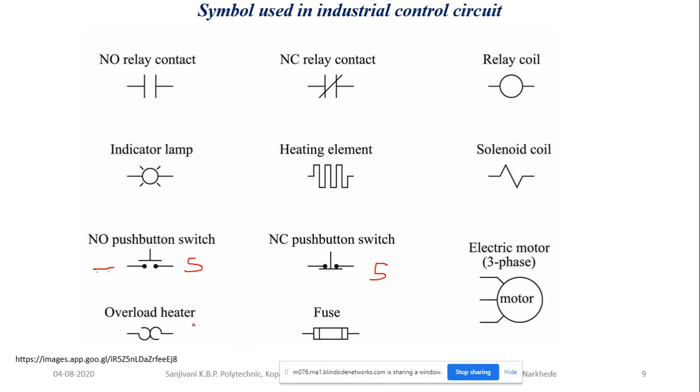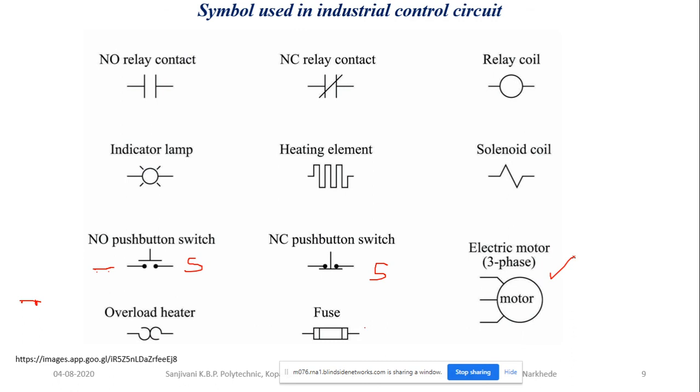Then overload heater. This is the symbol used for overload, or sometimes you use this symbol also. The NC contact symbol can also be used as an overload symbol. Then this is the symbol of fuse, and this is the symbol of 3 phase induction motor. You need to draw all these symbols in a notebook, because these symbols are used in the control diagram. When you draw the control diagram, you need to draw all these symbols, and the 3 phase motor symbols can be used in the power diagram.